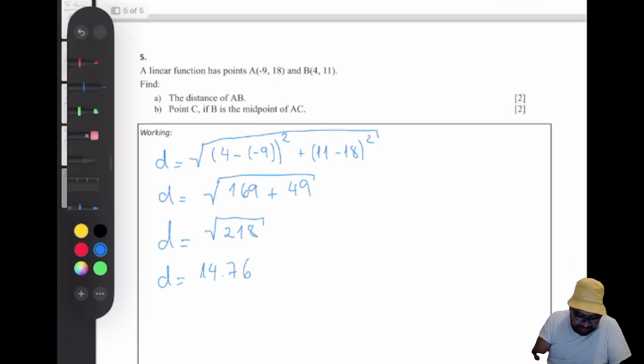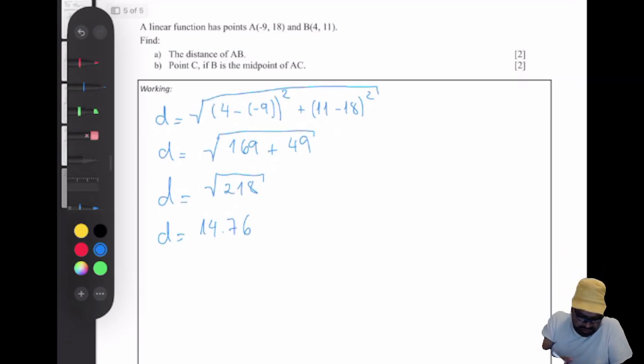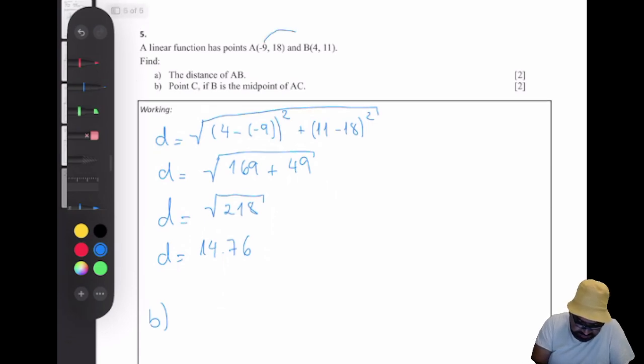And B is the midpoint of AC, find point C. Well, this is way simpler if you just do this. How far is -9 to 4? 13. 4 plus 13 is 17, because it's the same distance, okay? How far is 18 to 11? Always subtract 7. 11 minus 7 is 4.